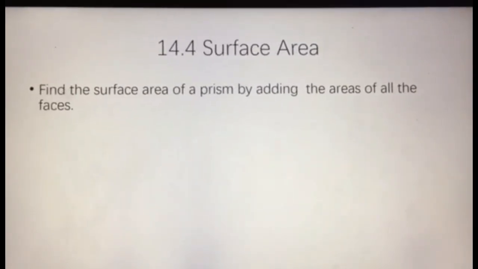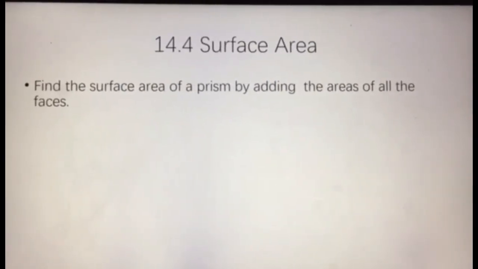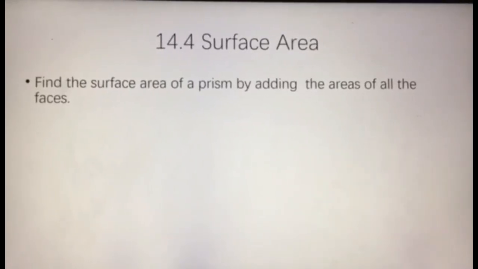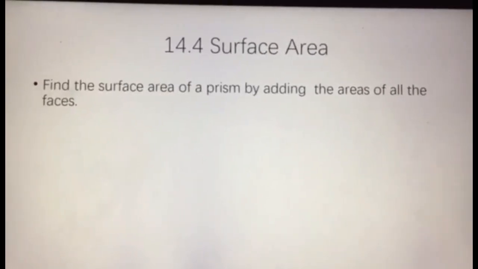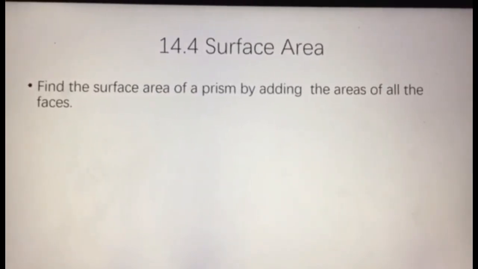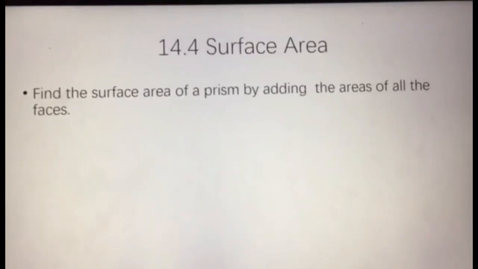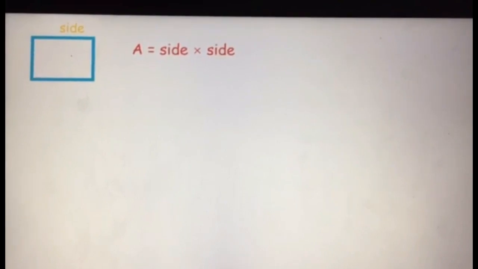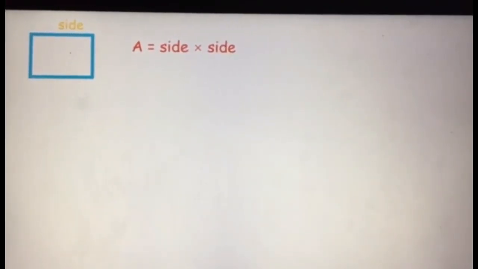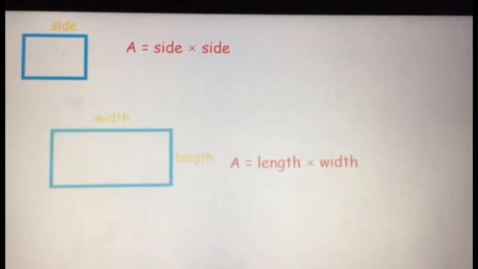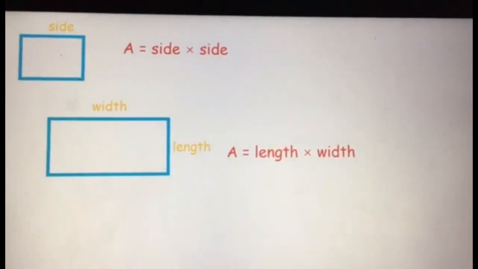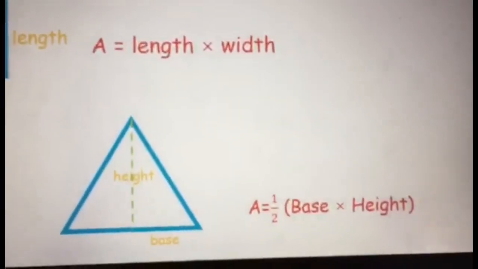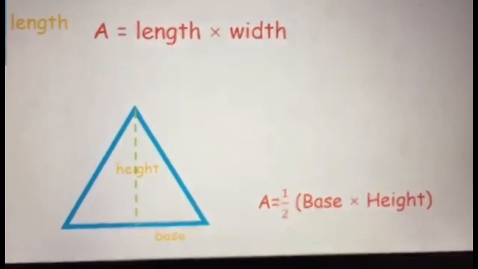14.4 Surface area. Find the surface area of a prism by adding the areas of all the faces. It's not difficult for us to understand that the surface area of a prism is the sum of all the faces. So we first of all have to know the formulas: a square, side times side; a rectangle, length times width; and a triangle. Area of a triangle is base times height divided by 2.